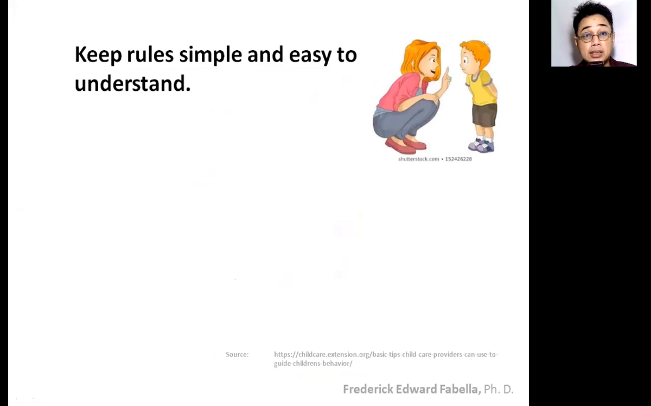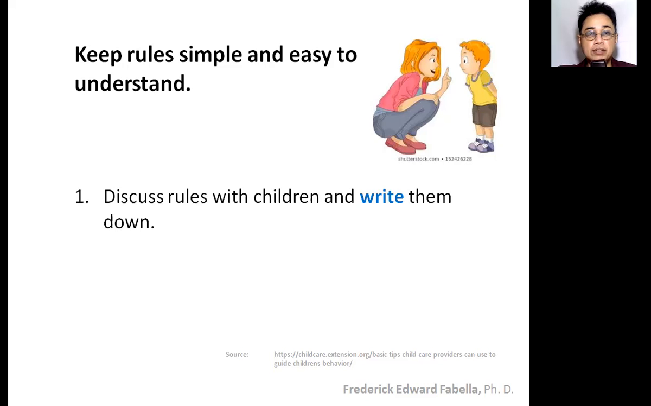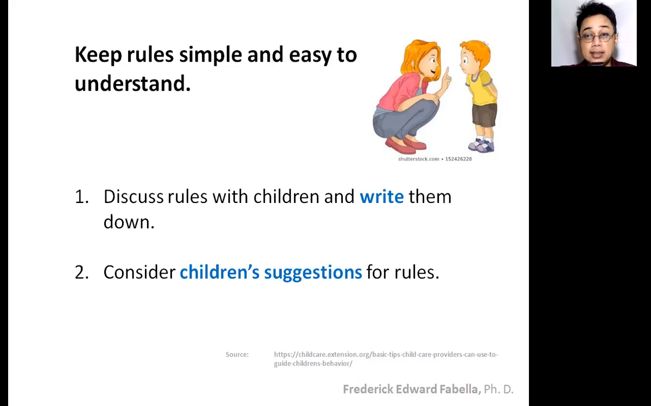Keep rules simple and easy to understand. In order for you to facilitate the understanding, you have to discuss the rules with your children, maybe even write them down so that they are reminded. And consider the children's suggestions about the rules. Maybe you can get some feedback about the rules that you are trying to set. Repeat the rules often because sometimes kids, when they don't hear or are reminded about the rules, they forget, or maybe the rule is no longer applicable.